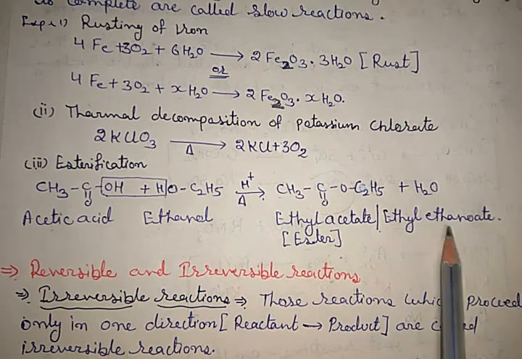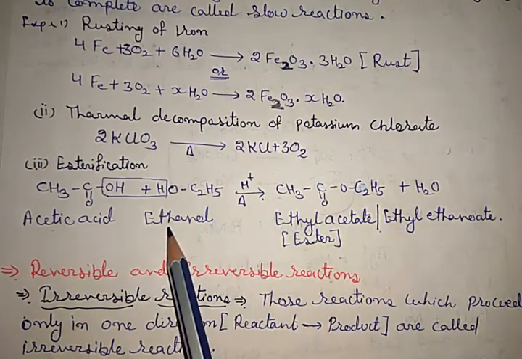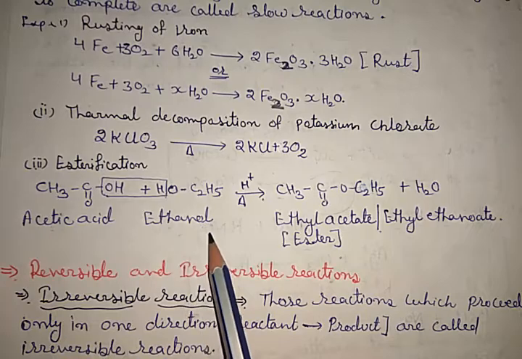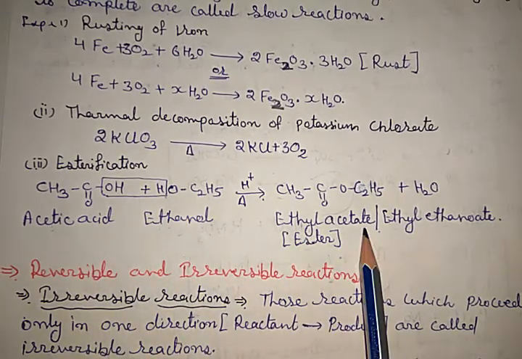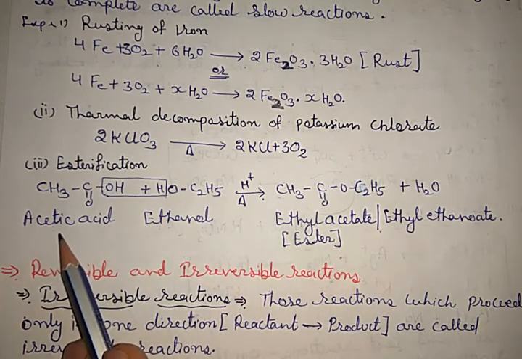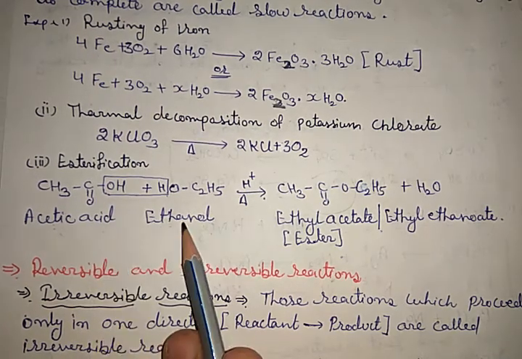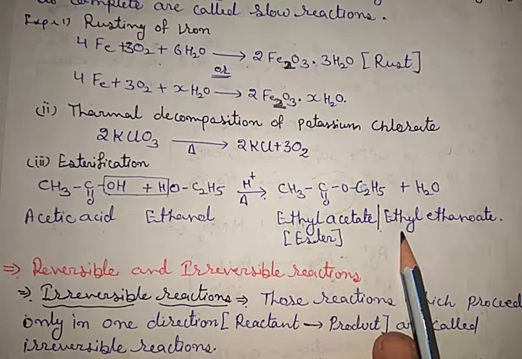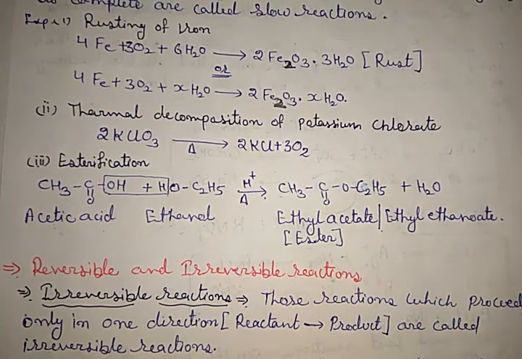Why is it called ethyl acetate? Because it is made from ethyl alcohol and acetic acid, so the name is ethyl acetate. If we consider its IUPAC name, it is made from ethanoic acid and ethanol, so it is also called ethyl ethanoate.